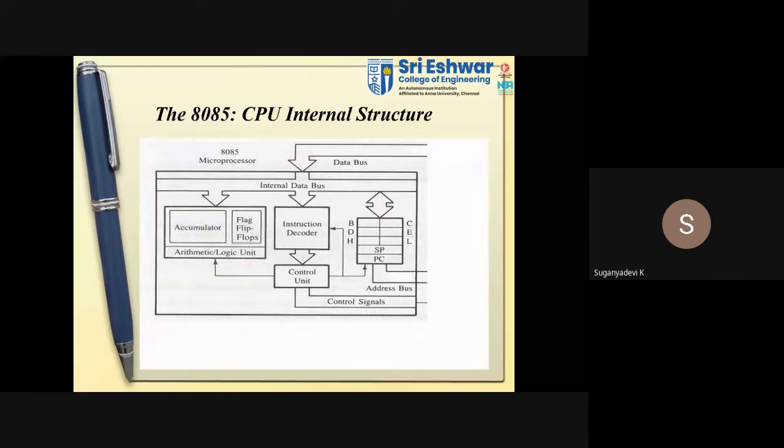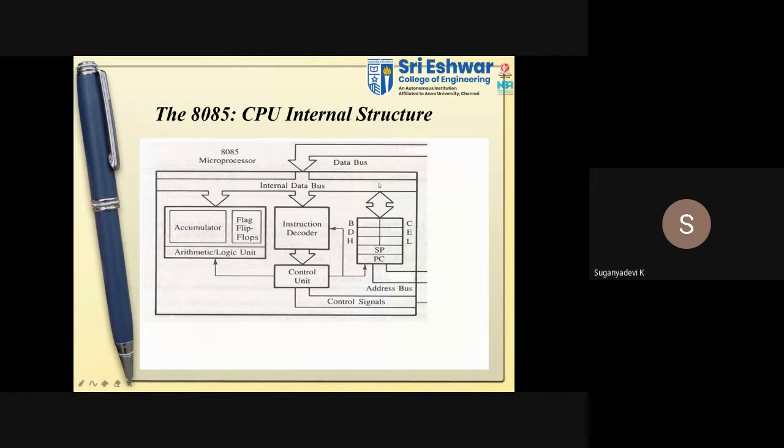And next comes your internal structure. Here we have the accumulator, flip-flops or flag register. The flag register shows the status of the particular processor application. Currently, whatever your processor does, the status of that application or process will be held in the status register. Here we have the ALU. This is the internal structure of your 8085 microprocessor.